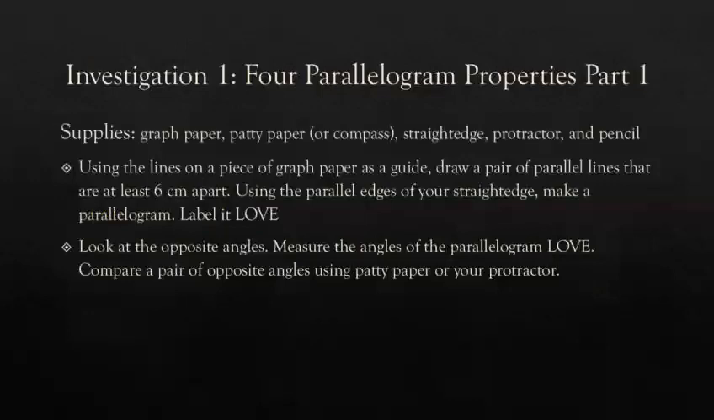So our first investigation, we're going to split into 4 parts because there's 4 properties for us to look at. So for all 4 parts, we're going to need a little piece of graph paper, patty paper, or just a compass, a straight edge, a protractor, and a pencil to write with.